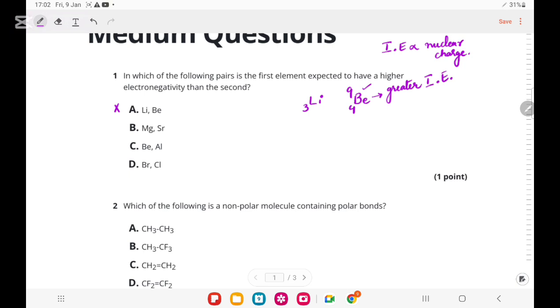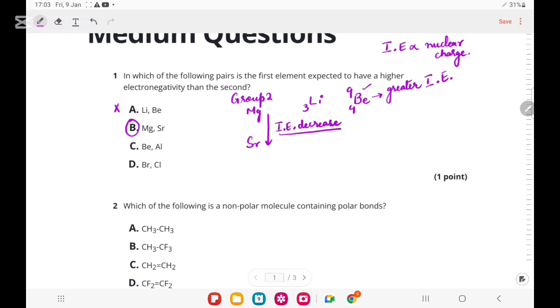While magnesium and strontium belong to group 2, and in group 2 magnesium is present above, strontium is present below. We know ionization energy decreases as we go down the group. Because of that, magnesium would have higher ionization energy as compared to strontium. So B is the right answer.